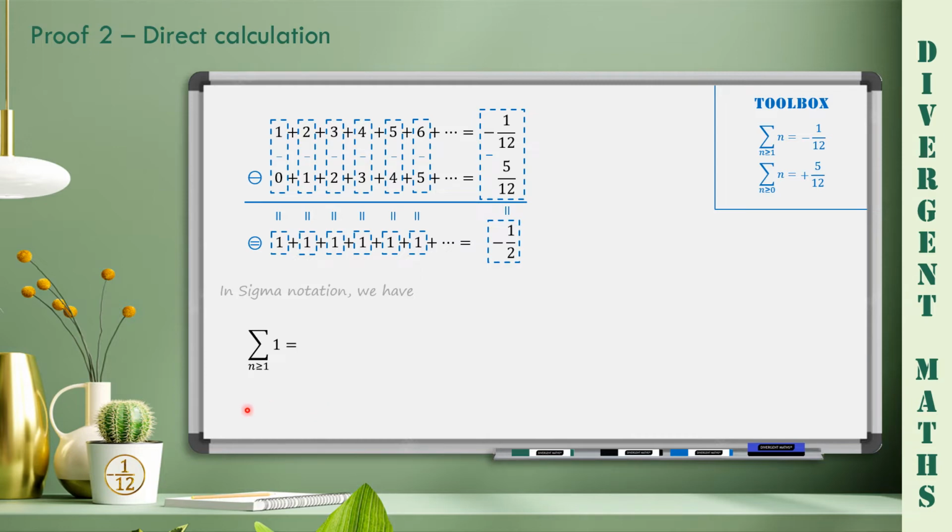In sigma notation, we can write it like this. The sum from n equals 1 to infinity of 1, constant 1, is equal to the sum from n equals 1 to infinity of n minus the sum from n equals 0 to infinity of n. The first one we've seen in the toolbox, negative 1 over 12. The second one is 5 over 12, so we plug those two in. Let's not forget the minus sign in between. And then we do the difference. You can see minus 6 over 12, which is definitely negative 1 over 2.